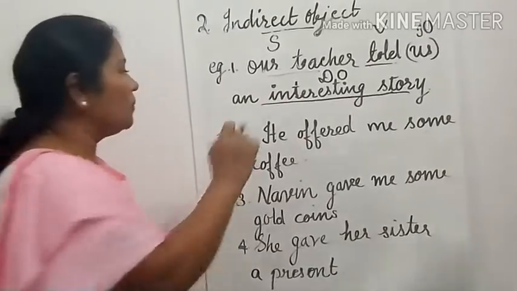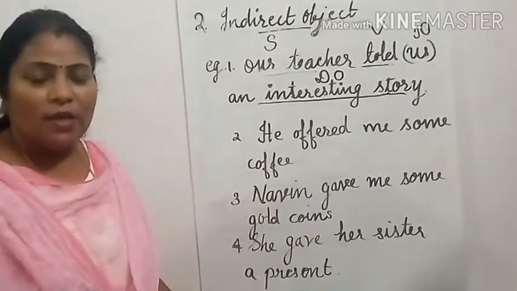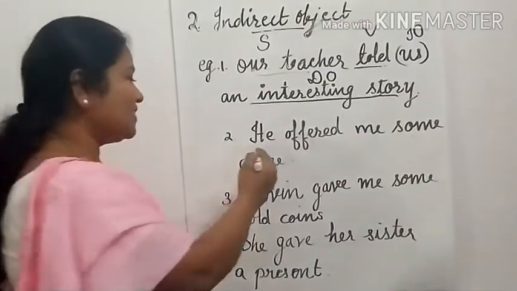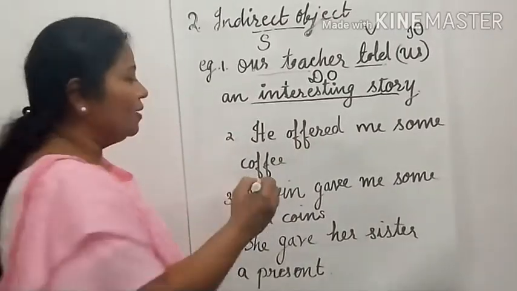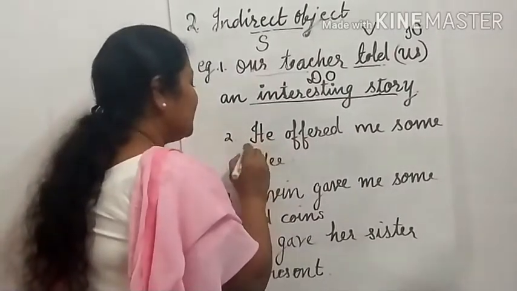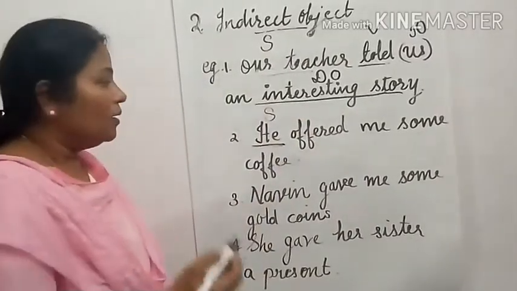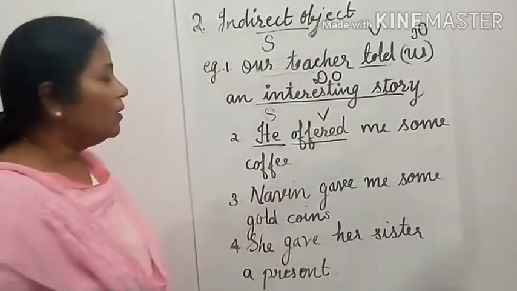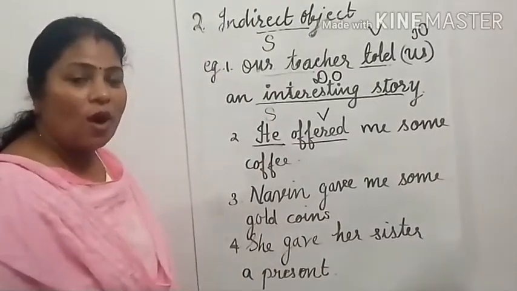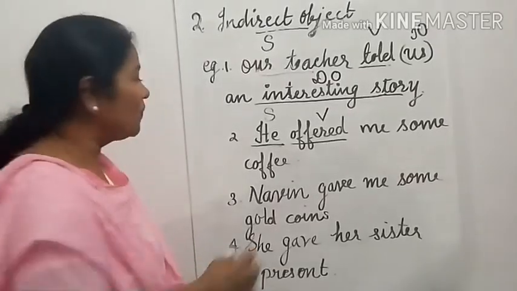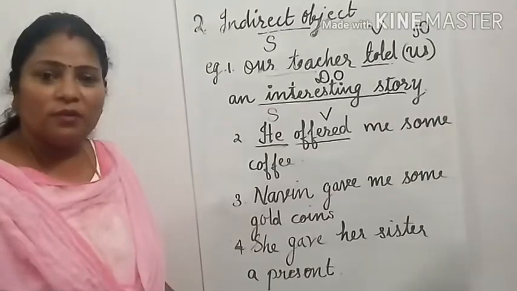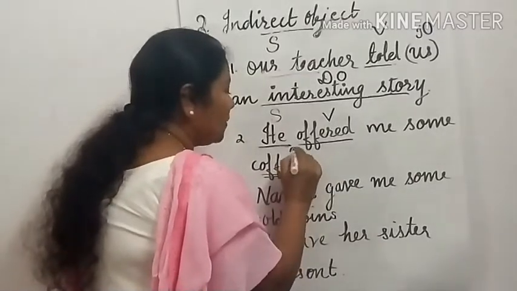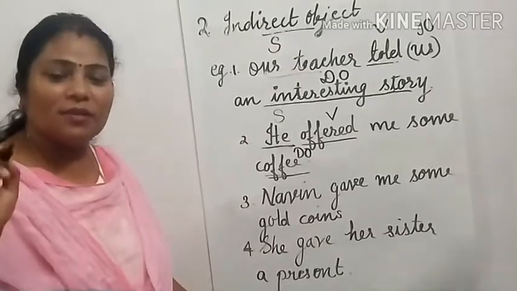Let's try another example. He offered me some coffee. I love coffee. So let's see here. He, right? So this becomes our subject. What is his action? He offered. So this is our verb. Now we have to find direct object. Ask the question: what or whom? He offered what? He offered coffee, right? So this becomes our direct object because it answered the question what.